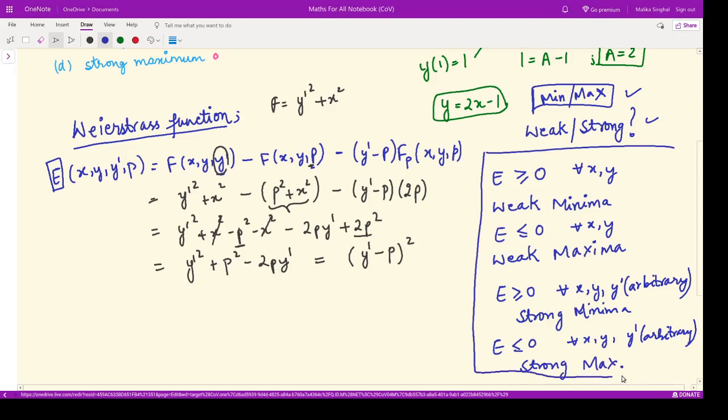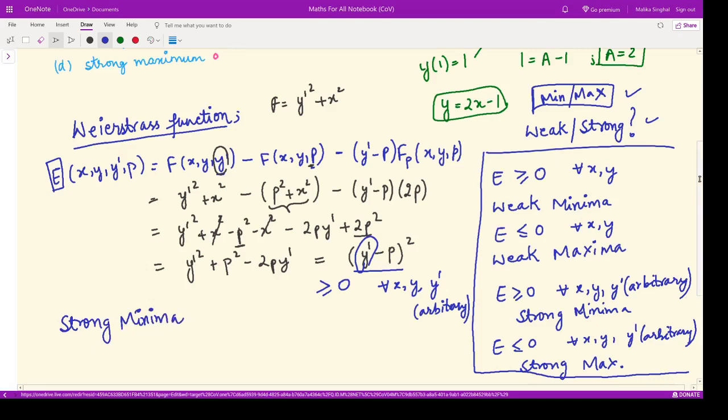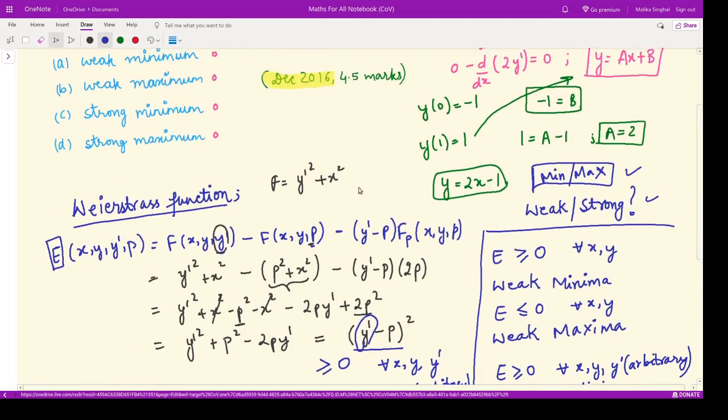So let us use these results. You can remember these conditions. In our case, we have this E as positive for all x, y. Being a complete square of something, it is always positive, and whatever y dash you take, for any arbitrary y dash, it is positive, right? So you can state that this is a strong minima. So let us see our options. Option C is the correct option. It is a strong minimum.